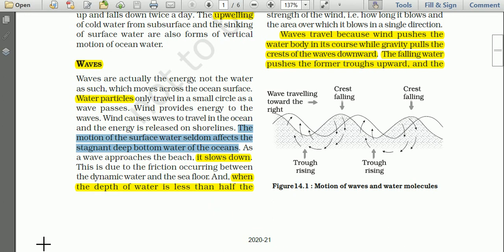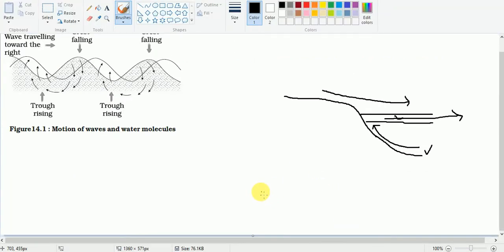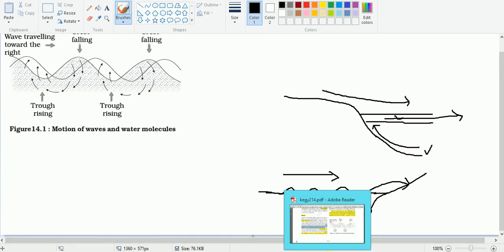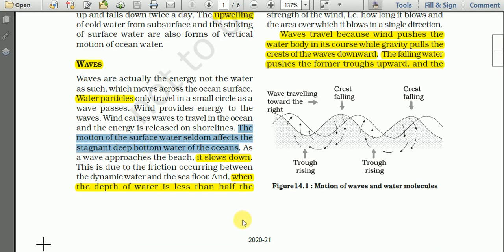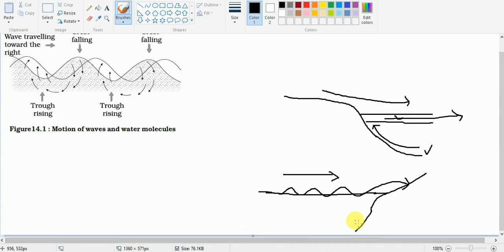Just see here, let us say this is the sea surface, and here we have a coastal area. When the wind blows over it, it generates waves and ripples. It generates waves like this, and they will strike on the shore in this way. And as mentioned here, the motion of the surface water seldom affects the stagnant deep water. Waves do not affect the bottom of the ocean. They affect only the upper section of the ocean water. They cannot affect the stagnant deep ocean water.